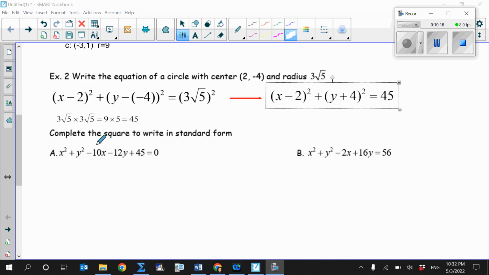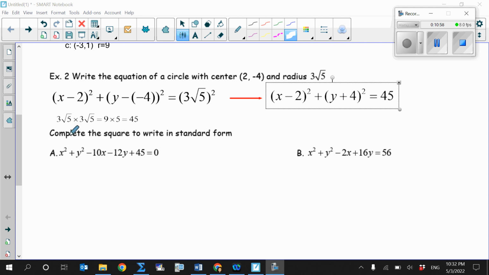Okay, so for the next example, we want to complete the square to write the equation in standard form. So let's see, what do we have here? We have an equation of a circle, but it's kind of messed up and it doesn't look like the standard form that we know: x minus h squared plus y minus k squared equal to r squared. It doesn't look like that. Now we want to change this to the standard form, but before that, we need to know how to complete the square and then go back to this equation and complete the terms into perfect squares and write in the standard form.